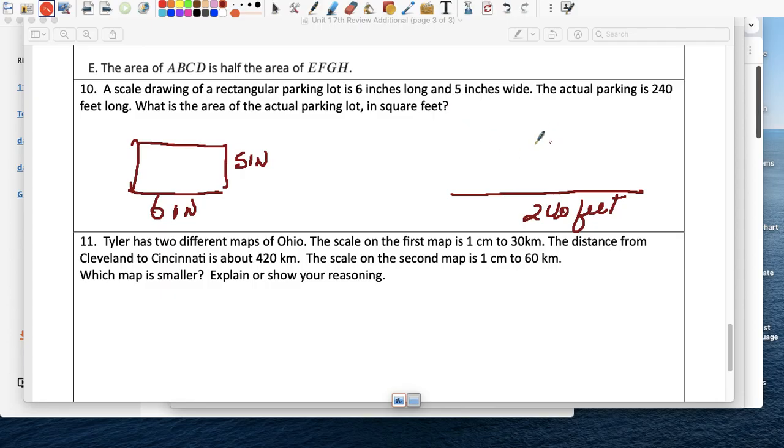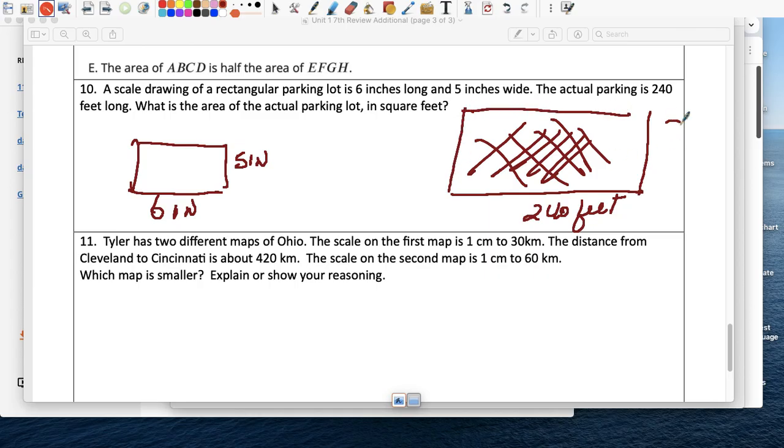So in order to find the actual area, I need the area, but I can't find the area of this shape. Why? Because I'm missing this side. So let's go ahead and find that one. What's the scale? The scale says 6 inches. No, that's not the scale, just a measurement. They don't give us a scale.